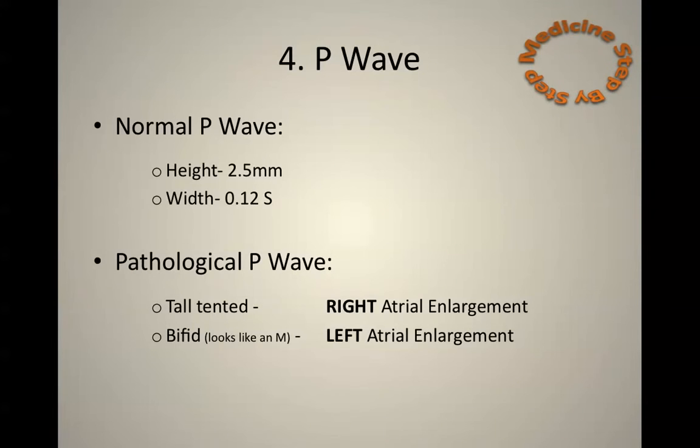Then check the P wave. It should be less than 2.5 mm in height and less than 3 small squares in width, so 0.12 seconds. If a P wave is taller than what it should be, this is an indication of right atrial enlargement. If the P wave looks bifid, almost like an M, this is an indication of left atrial enlargement.